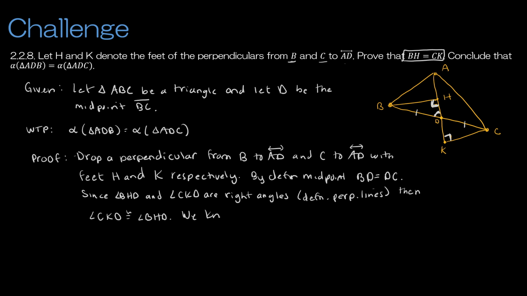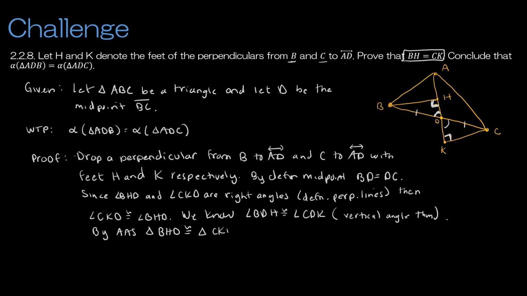We know angle BDH is congruent to angle CDK. And why do I know that? Because they are vertical angles. So, vertical angle theorem. And now I have two triangles that are congruent by angle, angle, side. So by angle, angle, side, I can say that triangle BHD is congruent to triangle CKD. So why did I have to do all that?